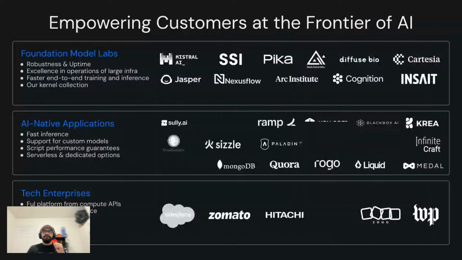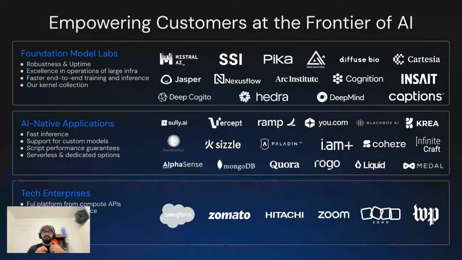Okay. And this is a testament to all the different companies that are using us. Companies all the way from these model builder labs like Hydra that makes text to video models, all the way up to AI native companies that are using these models, right? So, for example, Recept that's building a computer using model, Quora, and these companies.